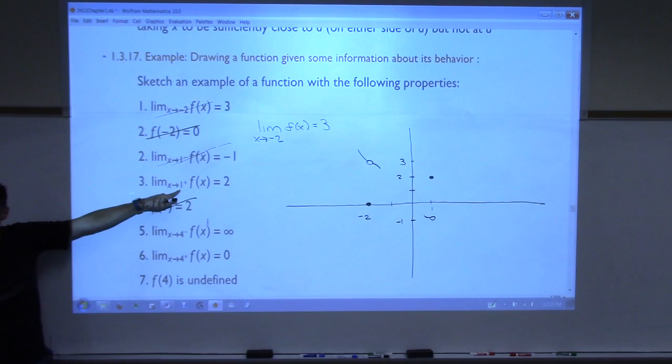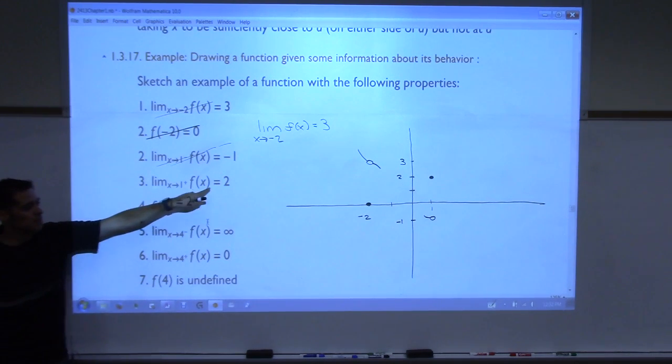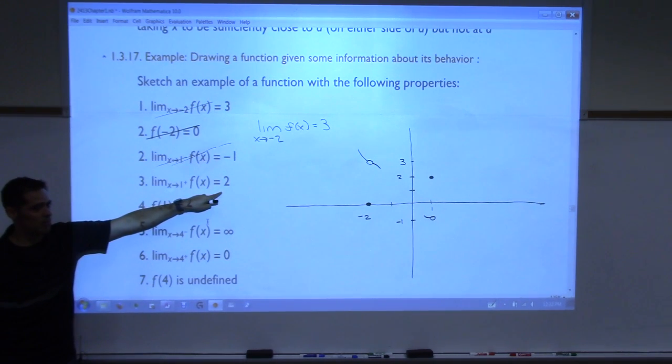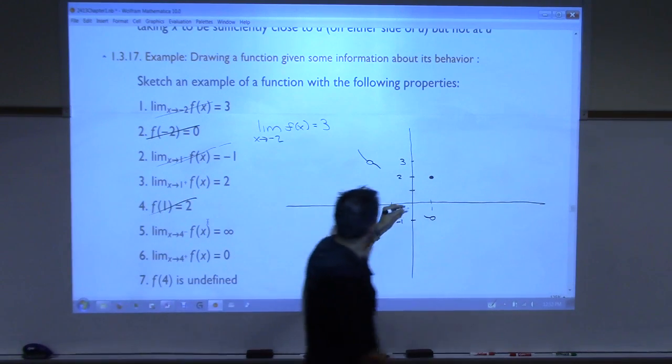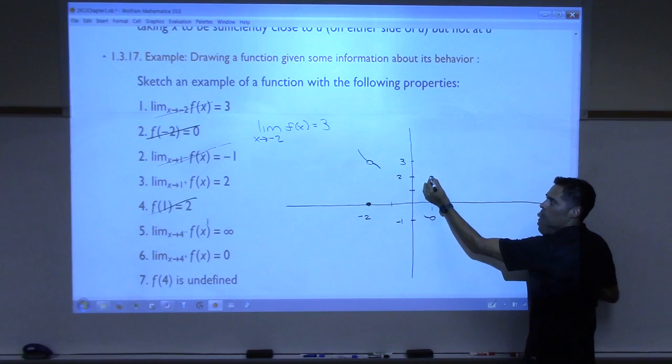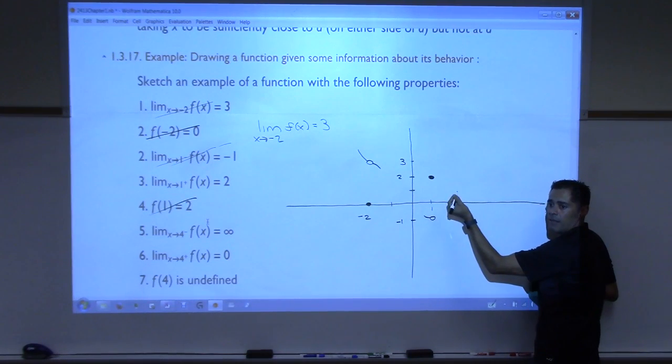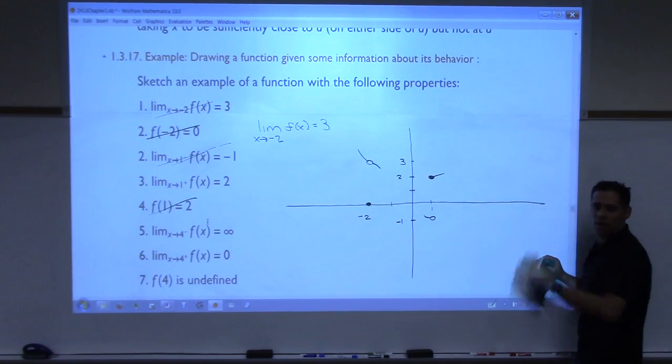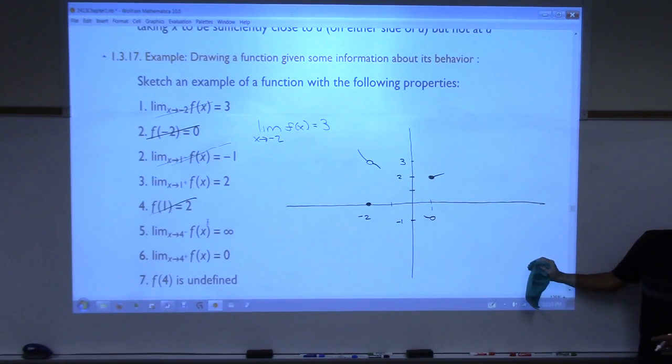Approach 1 from the right, and it'll be y up to 2. So I need to jump up, don't I? As I approach 1 from the right, I need to be up here at 2. Hey, great. I already have a solid dot there, don't I? I got lucky. I just need to pop something out the side of that. We still good?